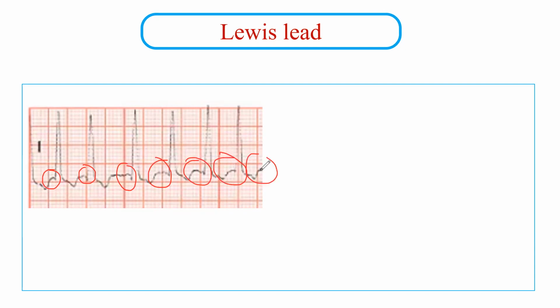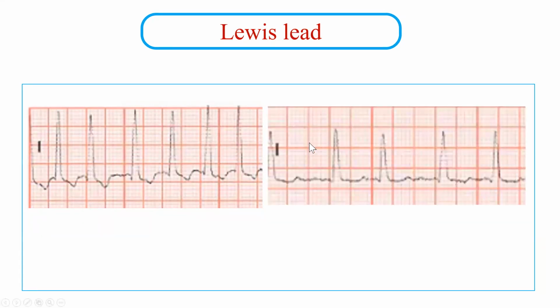So in order to do this, we repeat the EKG with the Lewis lead placement, and the same lead has been done here. If we look here, the heart rate is a little bit slower. This could happen with any tachycardia. But you can see here, we can now see more prominent P waves. As you can see, there are good P waves. They are distinct P waves.